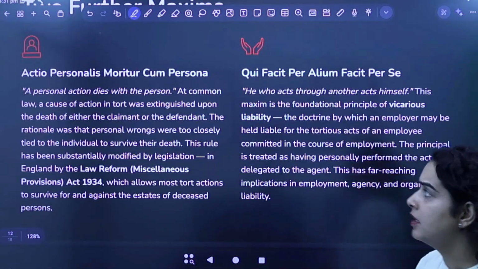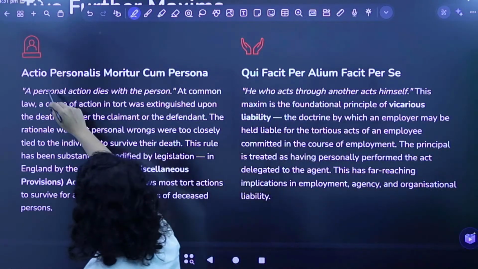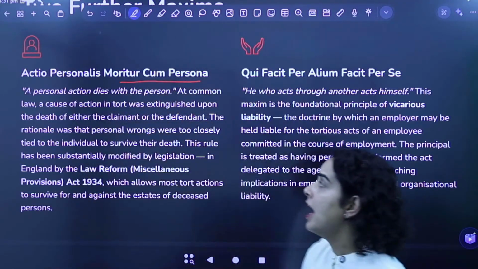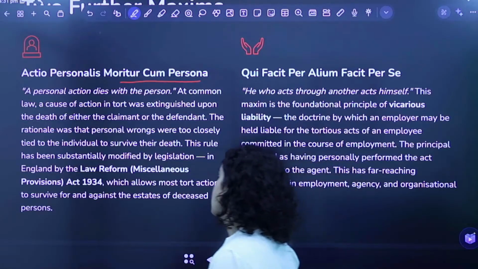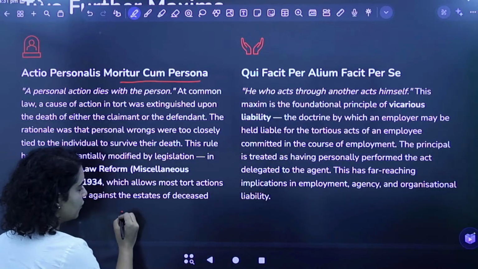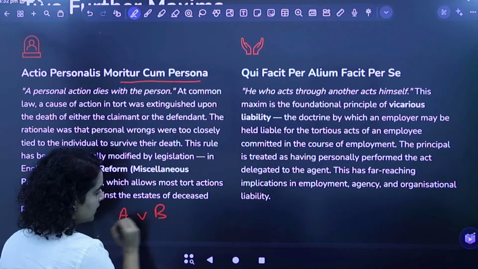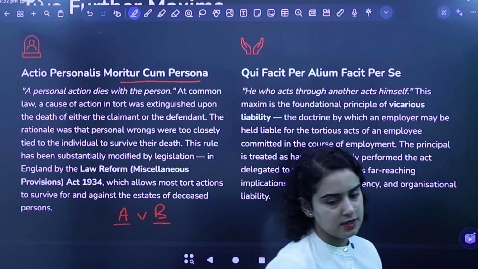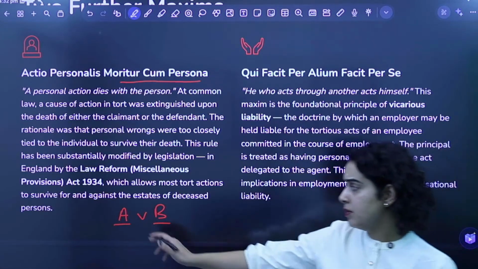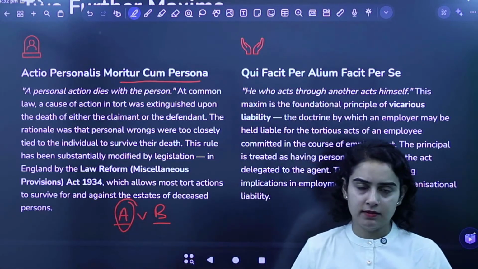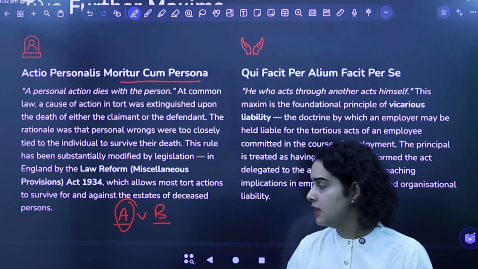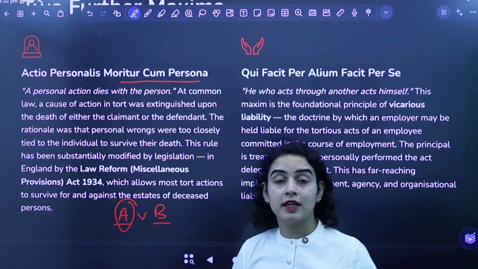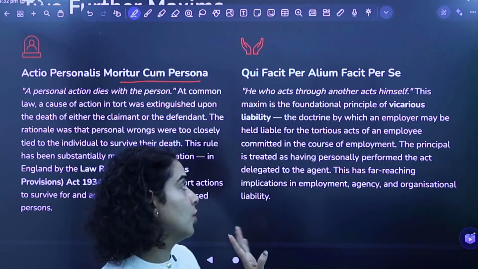दो और मैक्सिम्स हैं. First is actio personalis moritur cum persona, which means that a personal action dies with the person. Okay, now let's say there are two people under law of torts, A versus B. ठीक है, इनका अभी डिस्प्यूट चल रहा है. लेट्स इनके डिस्प्यूट को चलते हुए 5 साल, 6 साल, 7 साल हो गए. इन दोनों में से कोई भी अगर कभी भी मर जाता है, if anybody of them dies, then the dispute will end automatically. It doesn't work in any other type of law. It only works under law of torts.